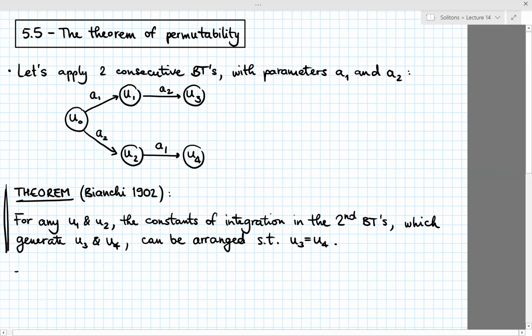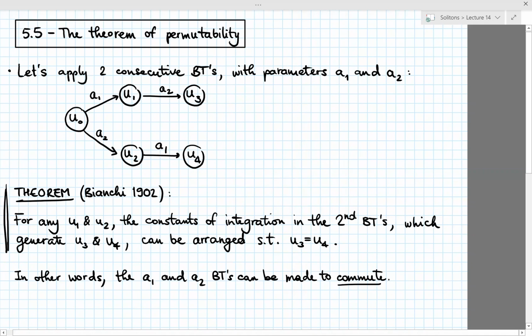In other words, the A1 and the A2 Backlund transforms can be made to commute. Diagrammatically, we can express this as follows.